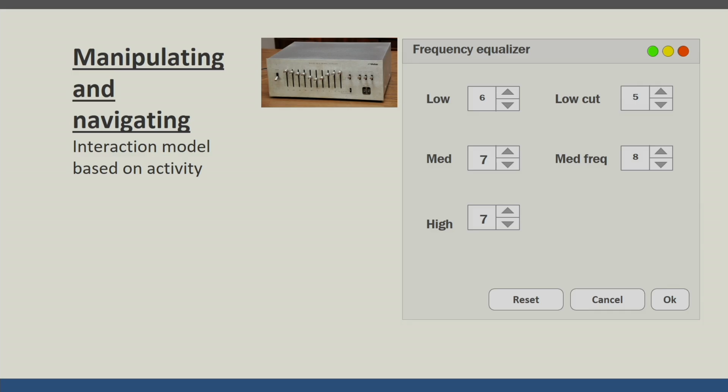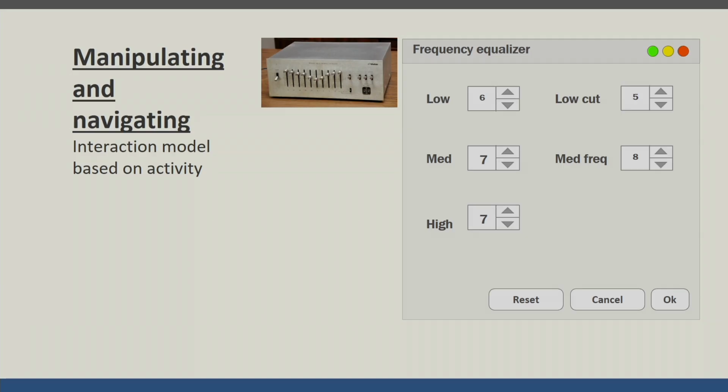And these are the same parameters, same frequencies: low, medium, high, low cut, medium frequency. So these are the same parameters, but there are two different ways of designing it. And how do these two designs differ? In one design you have an exact replica from the physical world, while in the other design you have a modified version of the physical world product.